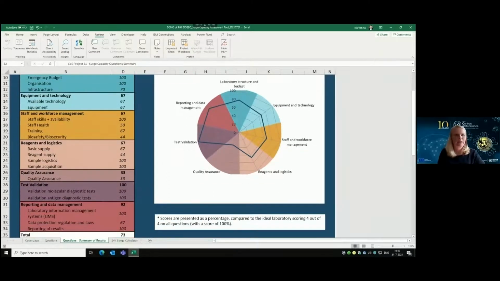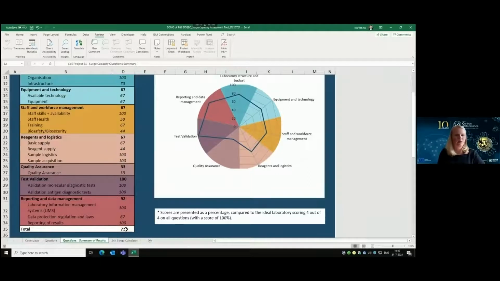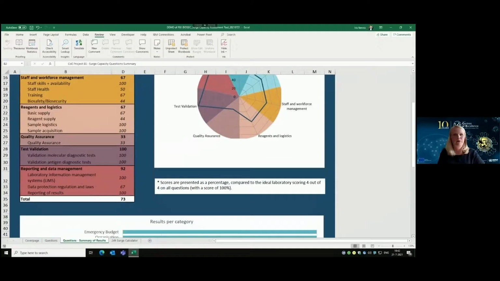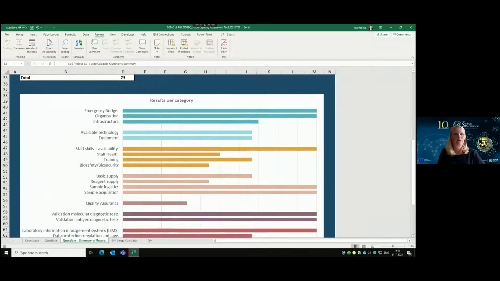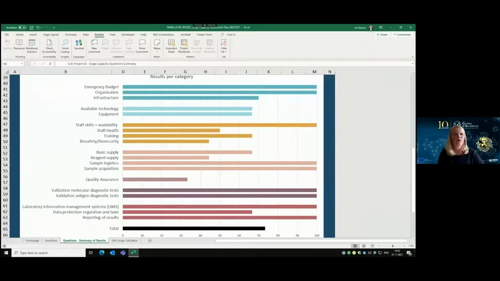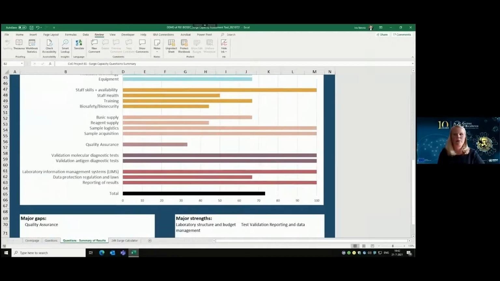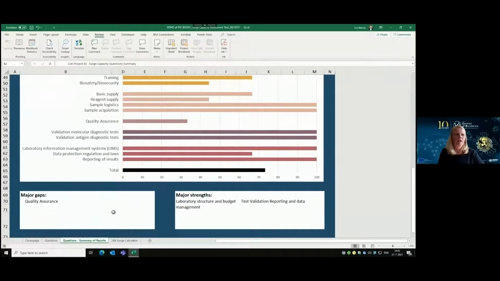And if I scroll a bit down, you also see the overall search capacity assessment score. And this is graphically displayed in a spider plot, but also going further down, you see the results per category in a bar plot, and also of the total score. It's a nice way to present your results. But on the bottom of the page, it also indicates what are the major gaps in search capacity and what are the major strengths.